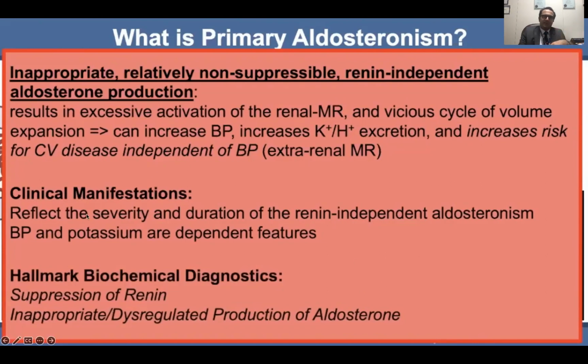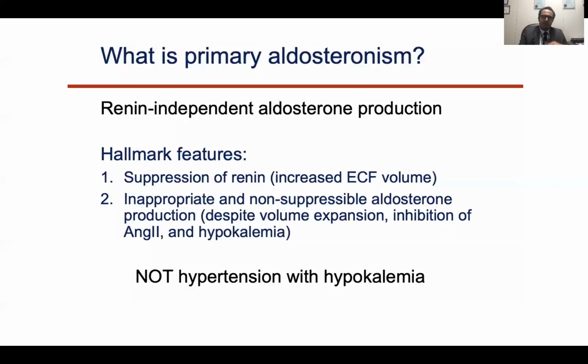So basically, clinical manifestations reflect the severity and duration of the renin-independent aldosteronism. Blood pressure and potassium are the dependent features. So the hallmark is, again, I'm emphasizing this, there is suppression of renin and there is inappropriate dysregulated production of aldosterone. So in a nutshell, if anyone asks us what is primary aldosteronism, this is a renin-independent aldosterone production. This is the principal mechanism that is going on, that there is inappropriate, non-suppressible aldosterone production, and there is suppression of renin because of this increased ECF volume.